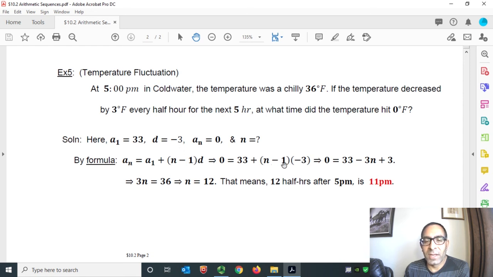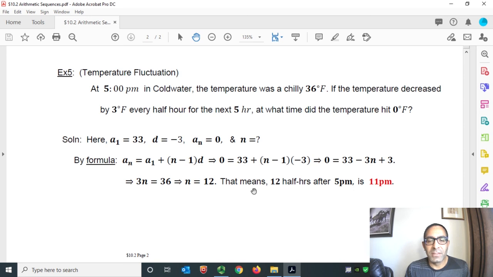So let's solve these equations for n. In the next step, the left side is 0 as it is, and on the right hand side 33 as it is. Then multiply negative 3 inside the parenthesis (n minus 1). So negative 3 times n is negative 3n, and then minus 1 times minus 3 is plus 3, which I wrote down here. In the next step, let's bring 3n to the left side, so this negative becomes positive. So you have 3n equals 33 plus 3, which is 36. To find the value of n, divide both sides by 3. It turns out that n equals 12.